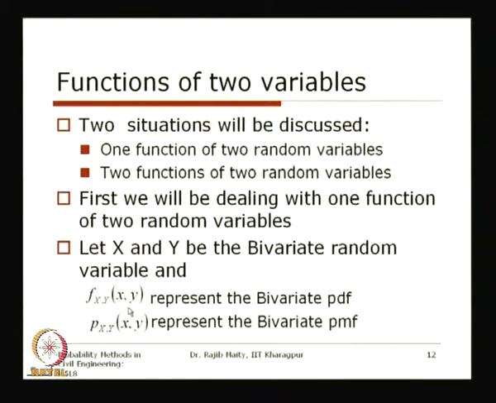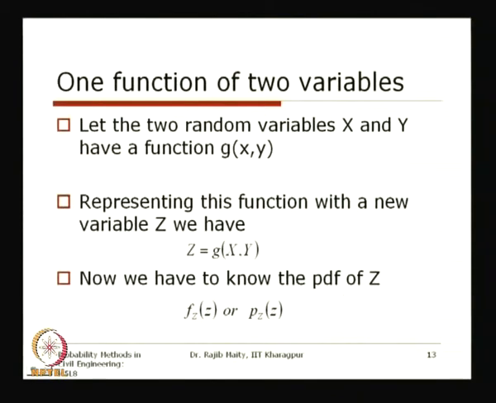For this discussion, you know that f_XY represents the bivariate PDF, and p_XY represents the bivariate PMF. We will use these to find the PDF or PMF, as the case may be, for their functions. So let us consider two random variables x and y, having a function represented by g(x,y). Here g is the functional form, which gives another random variable, so suppose g(x,y) equals z.